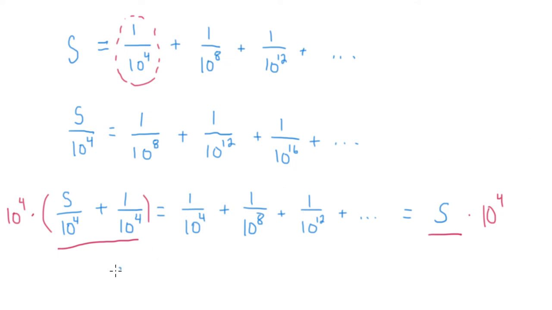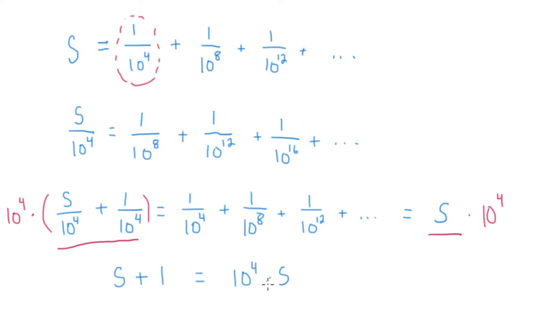So I get s, because when I multiply 10 to the fourth by s over 10 to the fourth, I get s. And then I'm going to have 1, right, because 10 to the fourth times 1 over 10 to the fourth will just be 1. And that's going to equal 10 to the fourth times s. And now I can just solve for s. This is really just an algebraic equation.